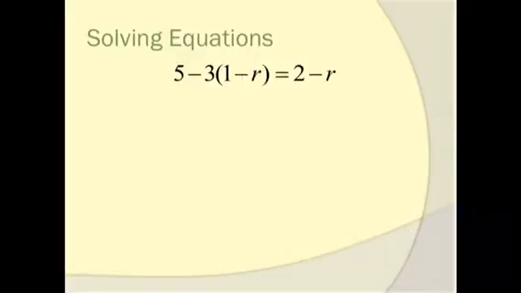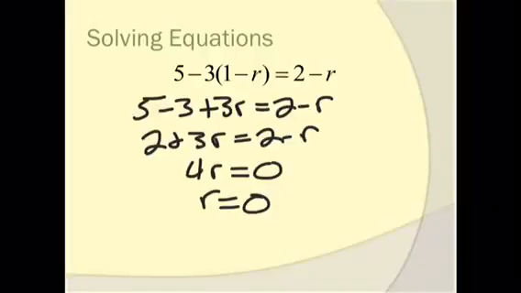Alright, this is an extra problem for practice. If you want to go ahead and try this one, you can. Or you can go ahead and fast forward past this one. If you want to try it, hit pause now and go ahead and try the problem and check back in to see the solution. If you go through the process of distributing and combining like terms, you solve the problem and you get that r is equal to 0.